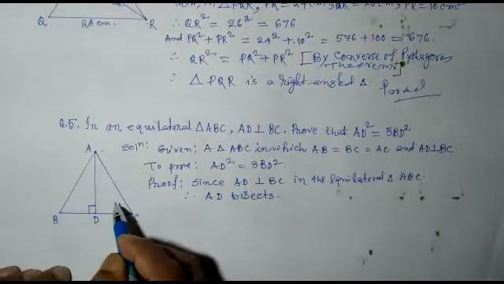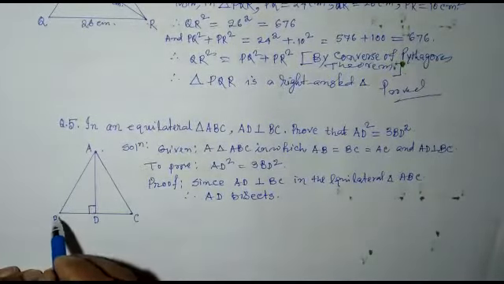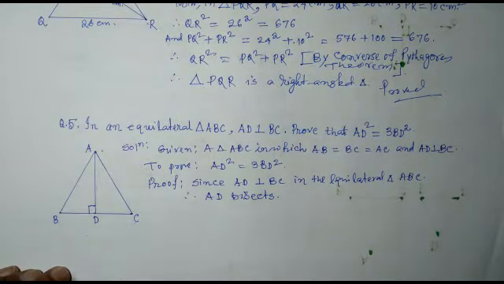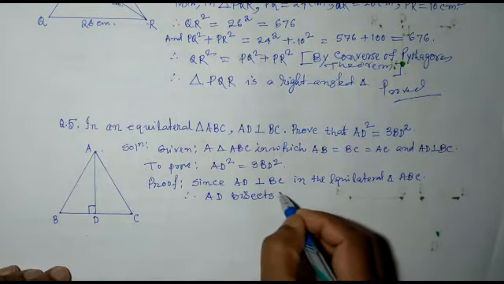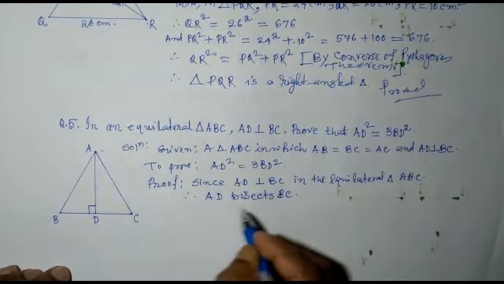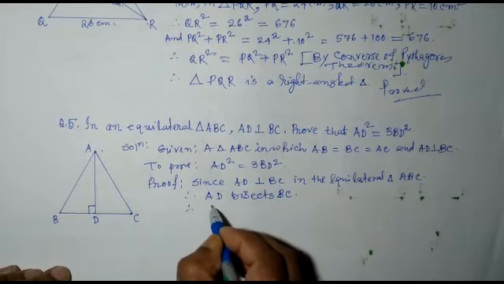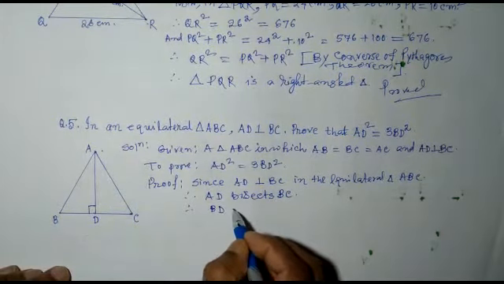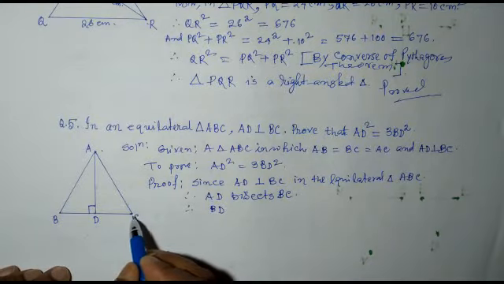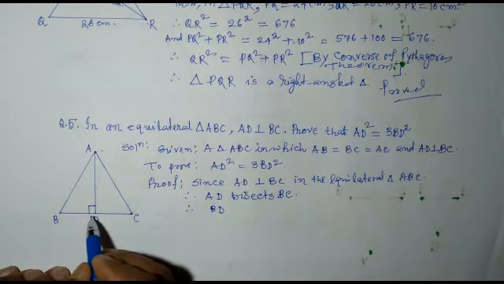In an equilateral triangle, if we draw AD perpendicular on a side, then that AD will bisect the side. So we can write AD bisects BC. If AD bisects BC, what will be the value of BD? We can say BD will be half of BC. It means BC will be double of BD.